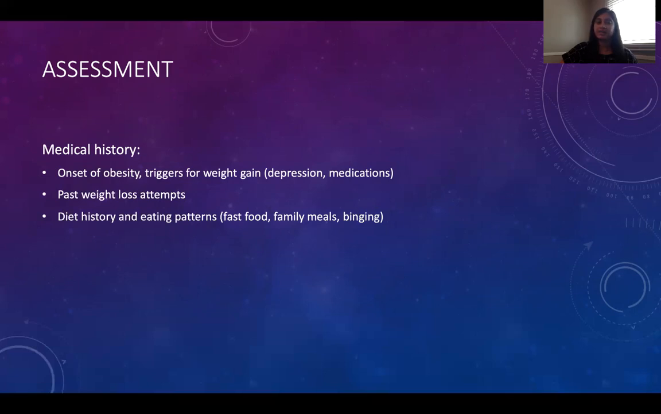Getting a really good diet history and eating pattern. How many meals a day are they eating? Take a really good detailed history. What exactly are they eating? What are their portions? Are they getting up for seconds or even thirds? How often are they eating fast food or out at general restaurants? Do they binge eat? Do they get up in the middle of the night to eat?